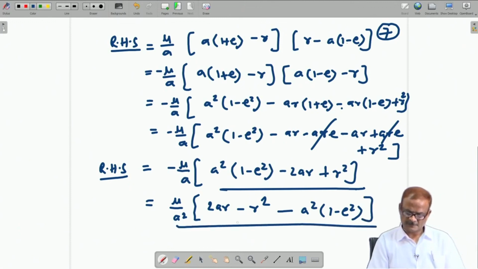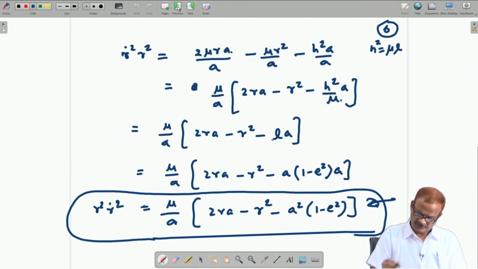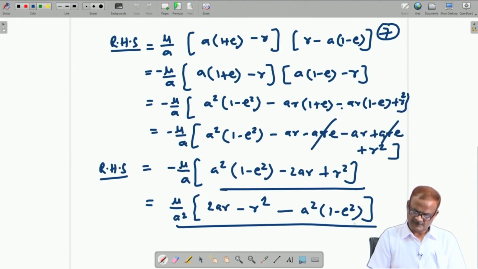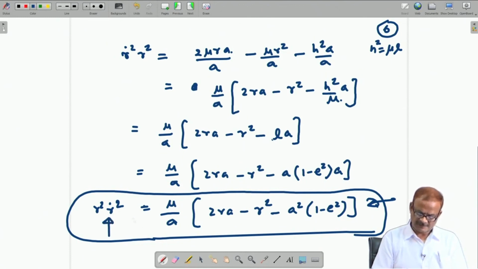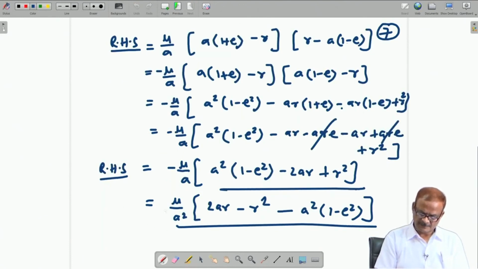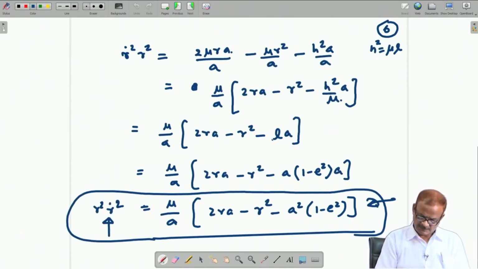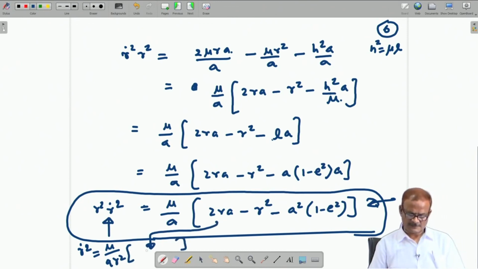Now we will match with what we have derived earlier. Here, mu by A times 2 A R minus R square minus A square times 1 minus E square. So, the same thing is here. Therefore, whatever we wanted to prove has been proved. So, the radial velocity is related by this expression. A little bit of change in this particular part: r dot square we can write as mu by A times this whole thing, the bracket thing, copied here in this place. So, r dot square equals mu by A and this quantity appears here.